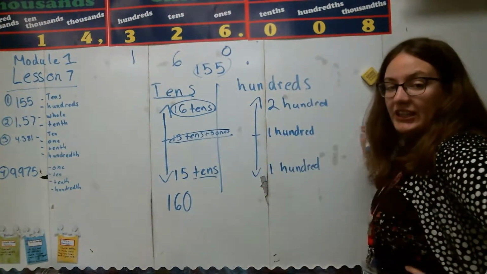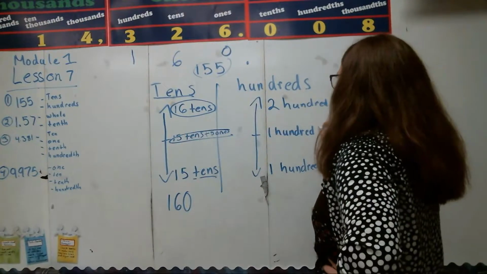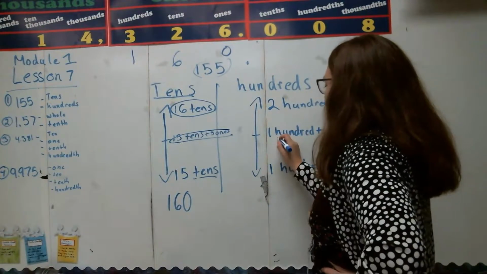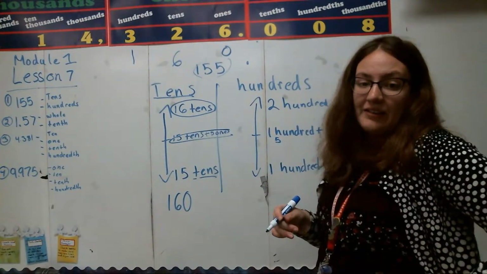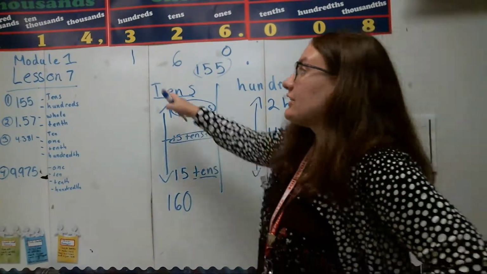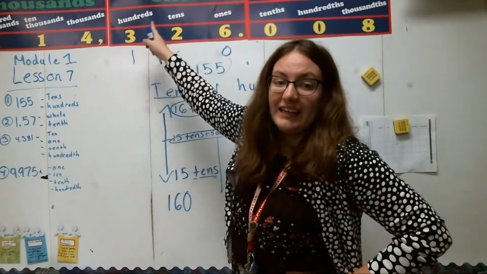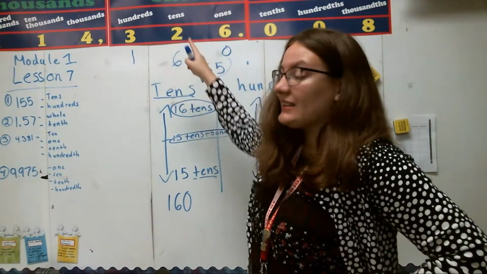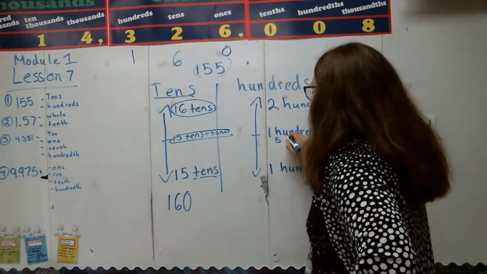But I'm not done just yet. Now I have to think about what's 100 plus 5. And then I think about, well, what's just to the right of my hundreds place? Just to the right of my hundreds place is my tens place. So I'm going to write plus 5 tens.